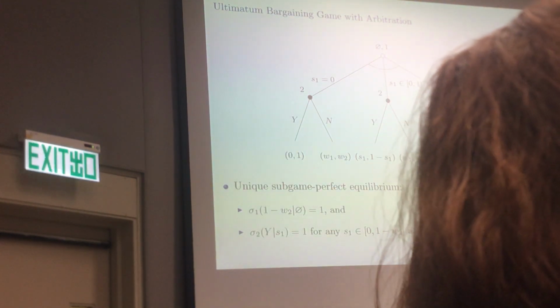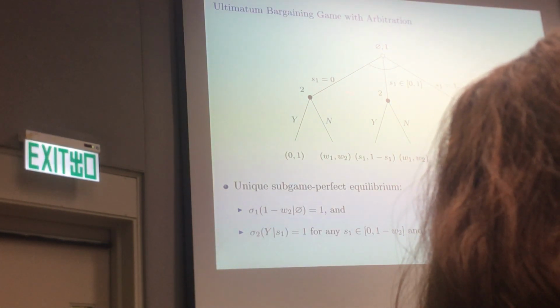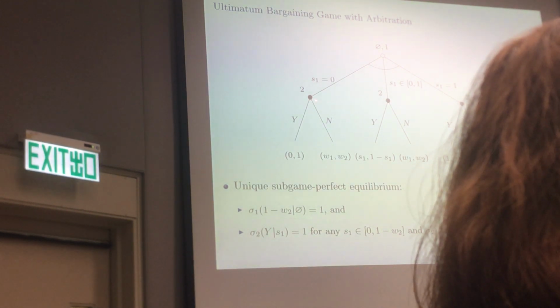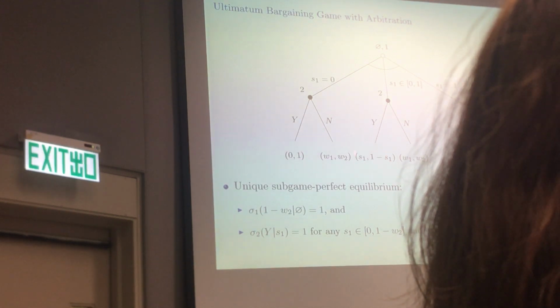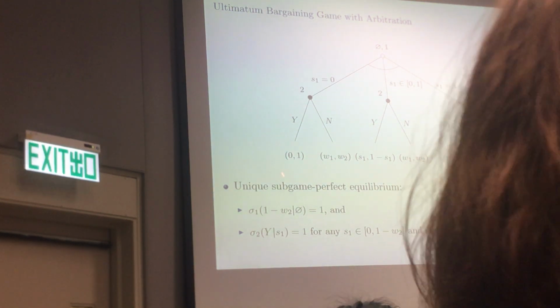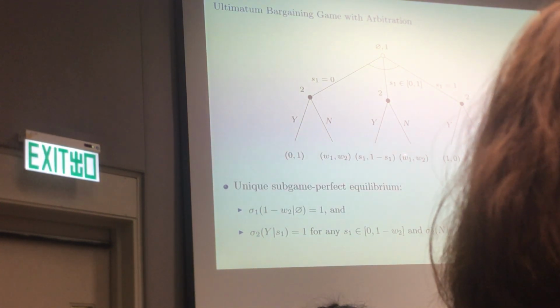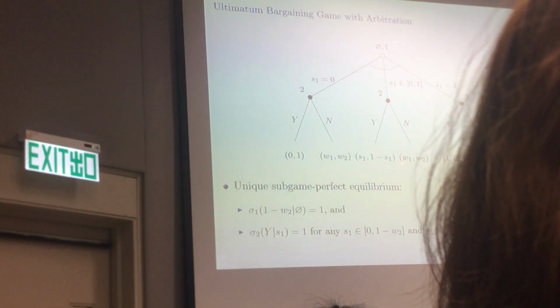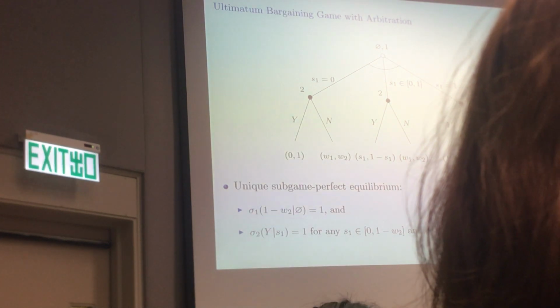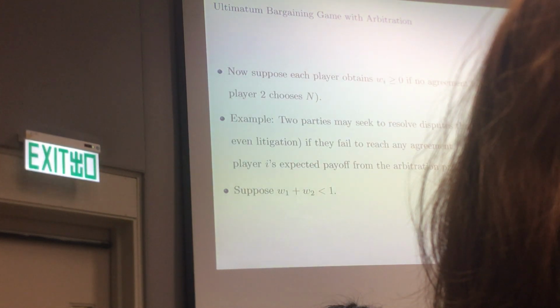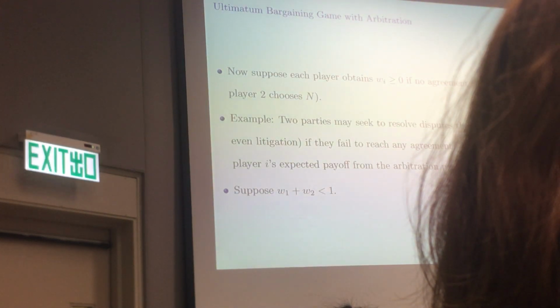So this is the game tree for that case. Player 1 again chooses S1, an offer for player 2. Then player 2 can say yes or no. If player 2 says yes, then the outcome is exactly identical to before. But now if player 2 chooses no, then player 1 gets payoff equal to W1 and player 2 gets payoff equal to W2. Okay? So, for example, you can understand this game.